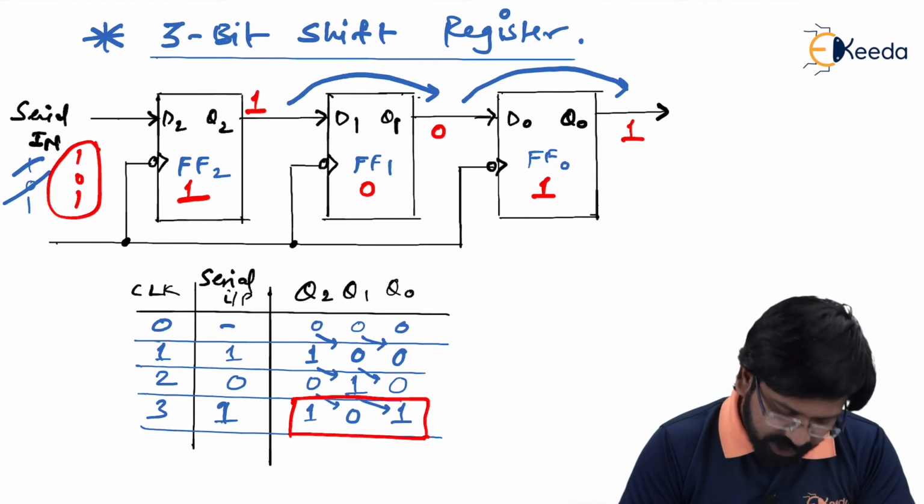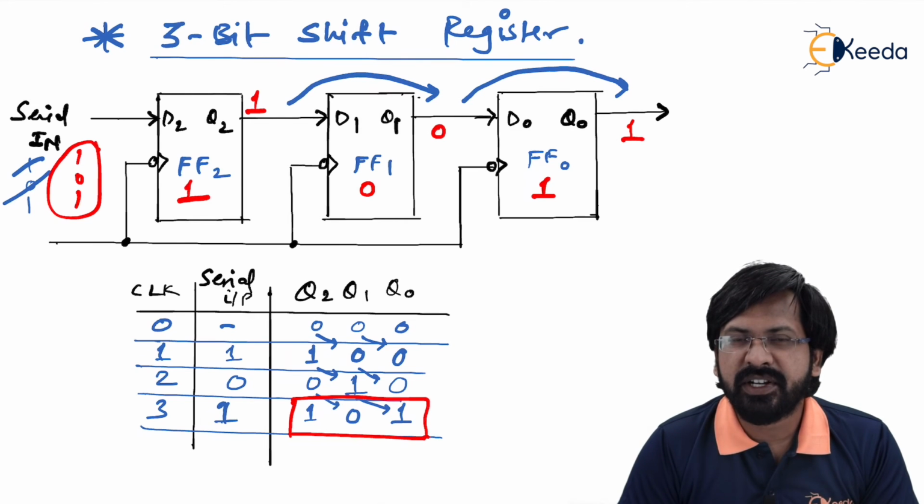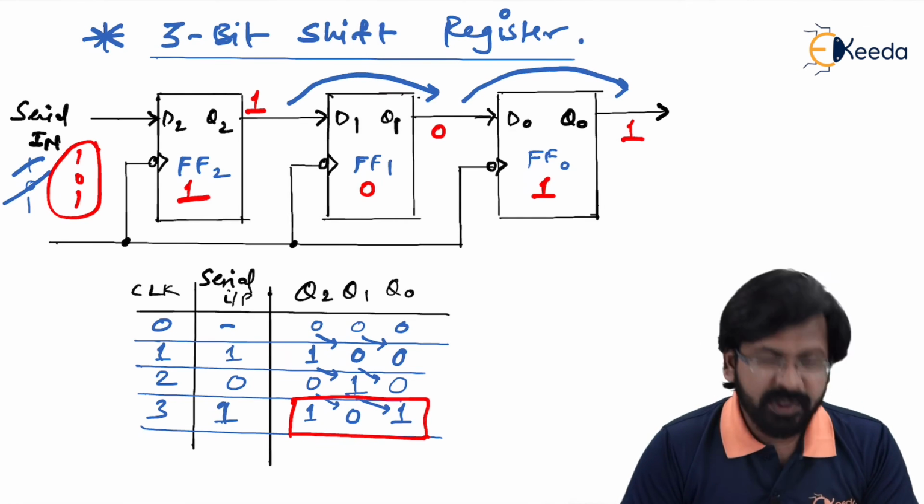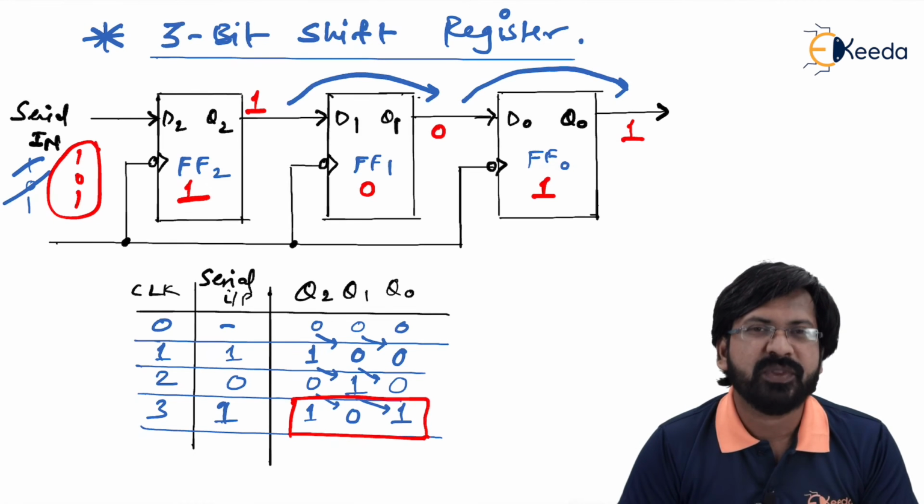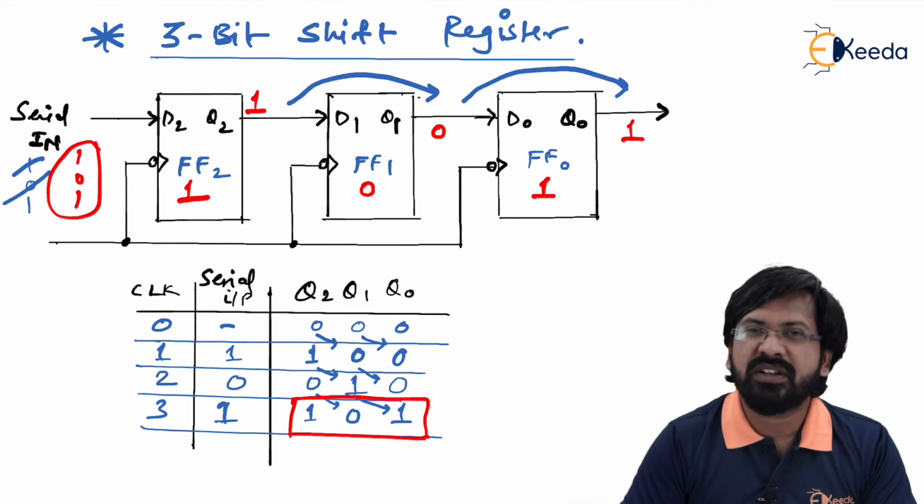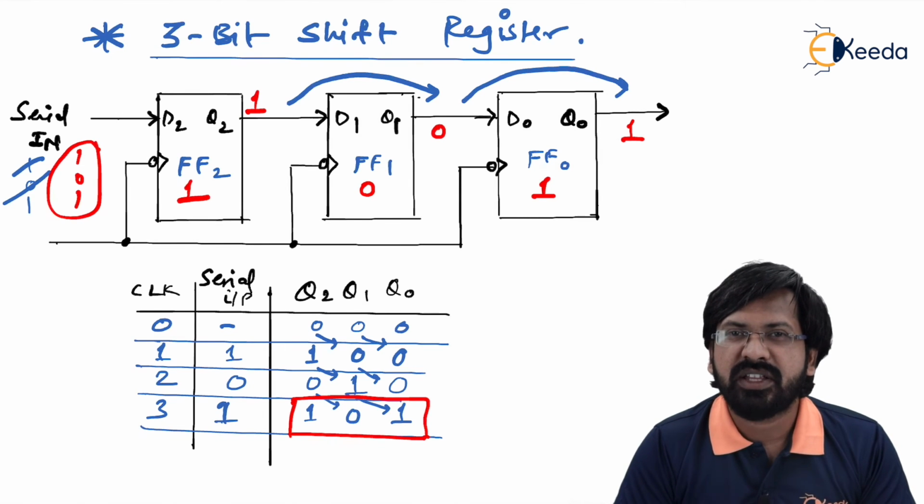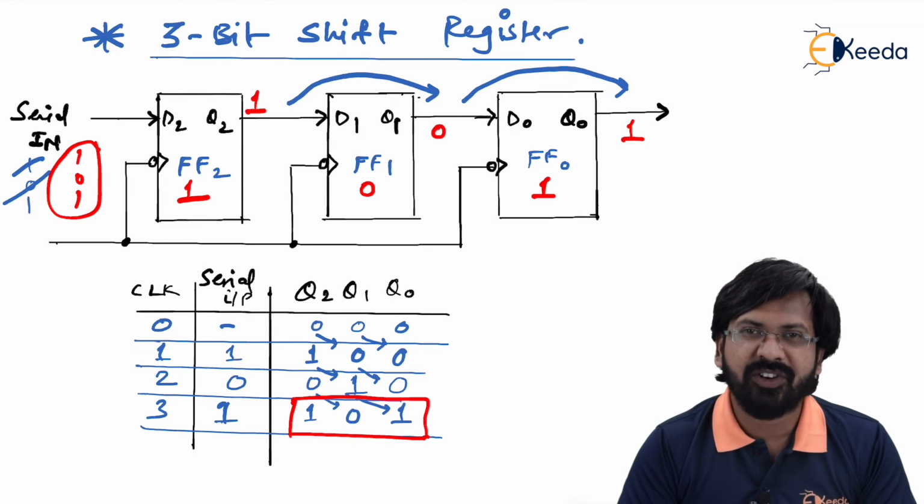You can observe the table and you can answer. Of course, it is 3 clock pulses needed. Why 3 clock pulses were needed? It is very simple, because how many flip-flops were there? There were 3 flip-flops, and how much bit information did you want to store? Of course, 3-bit information. So to store 3-bit information, how many flip-flops do we require? You require 3 flip-flops. And how many clock pulses does it take to store the information? Of course, 3 clock pulses.